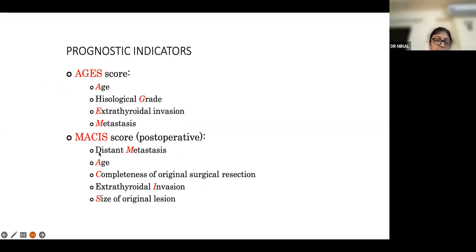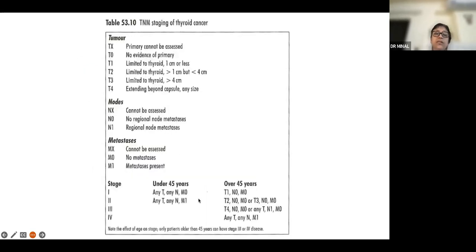So these are the scoring methods where you can judge the size of the mass, like the thyroid mass or the adenoma, whether it is malignant or benign. And if it is malignant, then what are the prognostic indicators post-operatively and pre-operatively. So these are certain scoring methods.